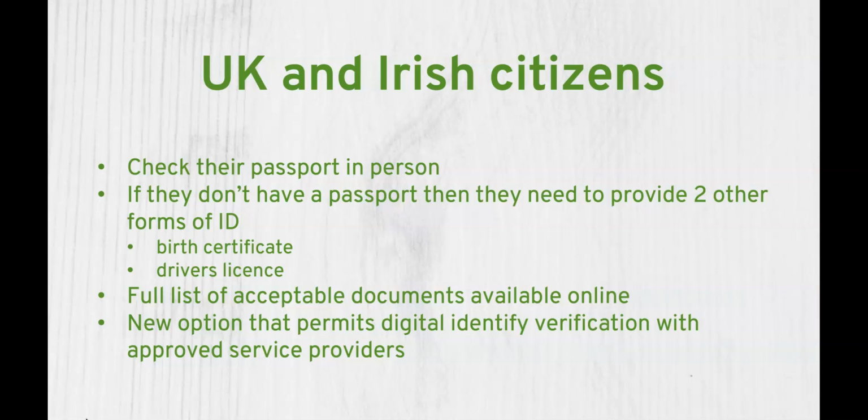In these cases they would need to provide two other forms of ID. The most common forms of ID that we see in this particular case is a birth certificate and a driver's licence. However, you may also come across people who don't drive either, so they don't have a driver's licence or a passport. In this case, you need to go to the government website and obtain a full list of acceptable documents that can be presented for the right to rent checks. You want to share this with the prospective tenant and give them options of different documents that they can provide in order to satisfy this requirement.